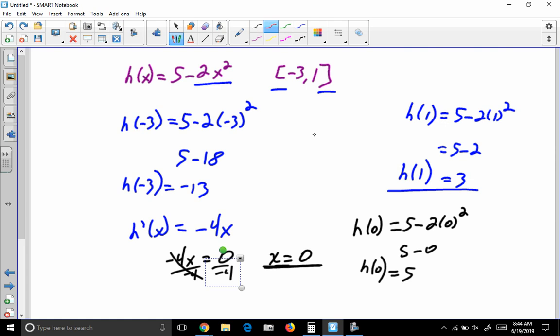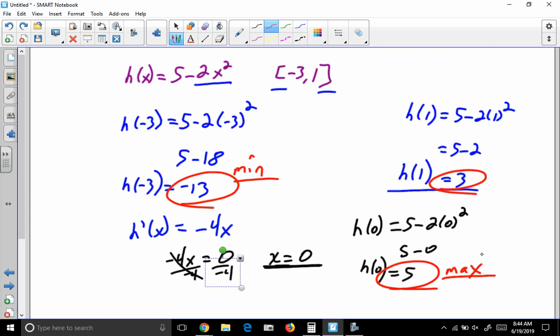So if we compare our y values on each end and the y value at our critical point, this is the highest y, this is the lowest y. So this is our largest y value inside our interval, and this is the smallest y value inside our interval.